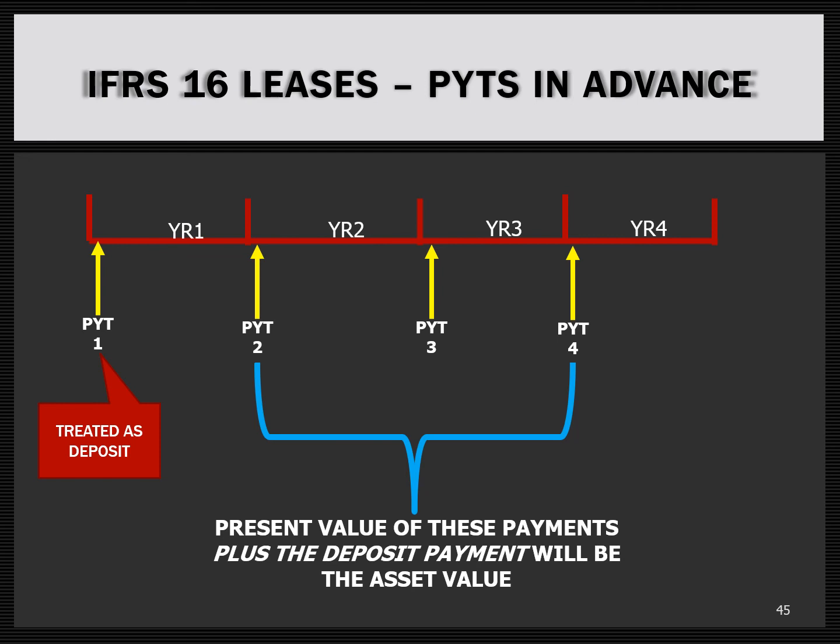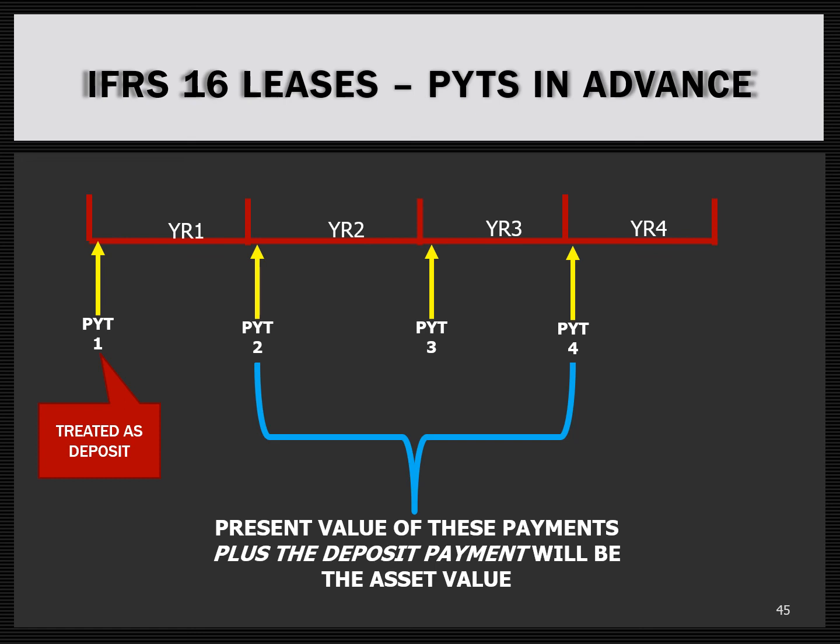Now, in this case, when we work out the amount of the asset that we're going to debit to property, plant and equipment, we need to take the present value of those payments and add to them the amount of the deposit payment. So it'll be the discounted value of payments 2, 3 and 4 plus the deposit payment, payment number 1. And if the question gives you a present value, it will only be a present value of payments 2, 3 and 4.